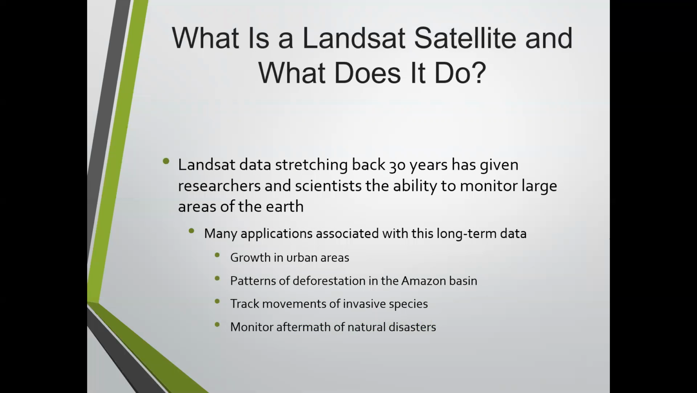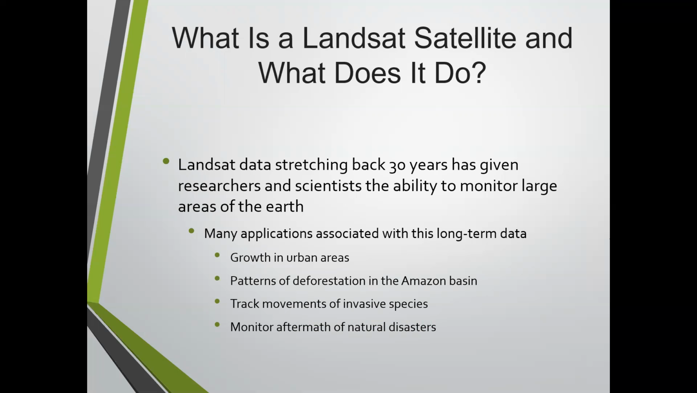Okay, so Landsat data stretches back 30 years, and remember, that's a huge chunk of data. So that gives scientists the ability to monitor large areas of the Earth over time, especially for applications dealing with long-term data trends. So we can look at things like growth in urban areas, and I think we've seen this before. If you recall, we looked at pictures of Las Vegas that started in the 70s and go up into the 2000s.